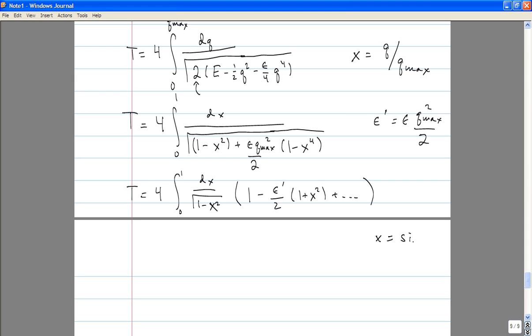Then this will be 4 times the integral from 0 up to pi over 2 du, because dx will be cosine of u, and the square root of 1 minus x squared will be cosine of u. So the dx over the square root of 1 minus x squared will just become du of 1 minus epsilon prime over 2 of 1 plus x squared. So 1 plus sine squared u plus higher order terms.